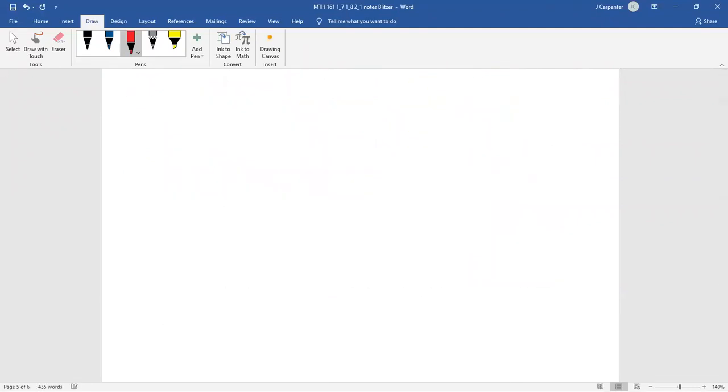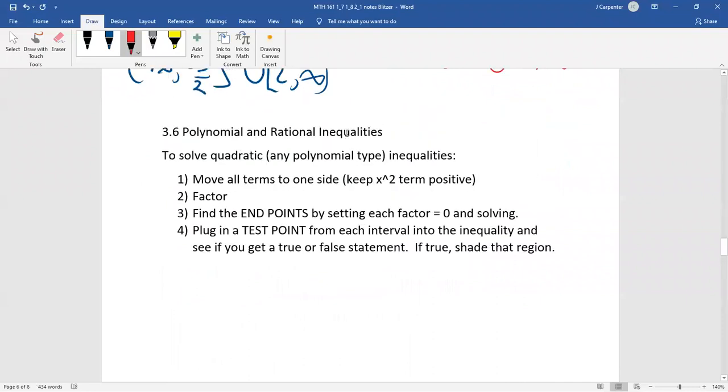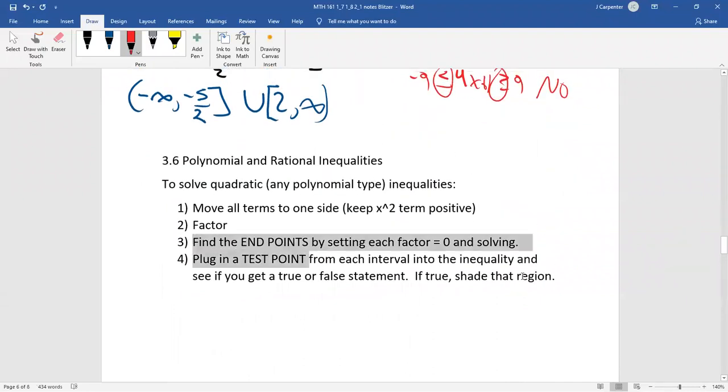Let's get us lots of space. This is called a test point method. This idea, we will see this again in pre-calc 1 later. You will see it in pre-calc 2 if you're going that way. You will see it in whatever version of calculus you take.